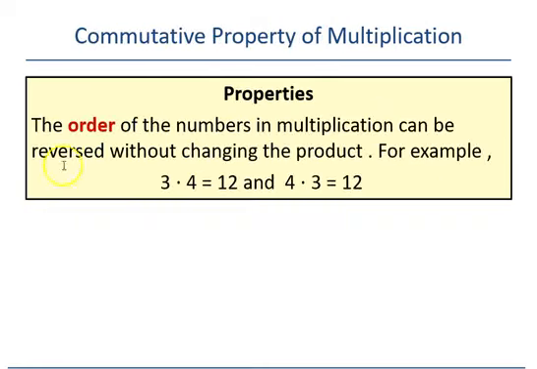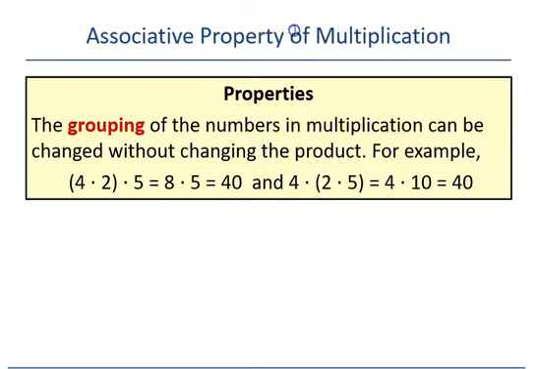Let's continue on. The order of the numbers in multiplication can be reversed without changing the product. For example, 3 times 4 equals 12 and 4 times 3 equals 12. Remember we saw that with addition. Continuing on.